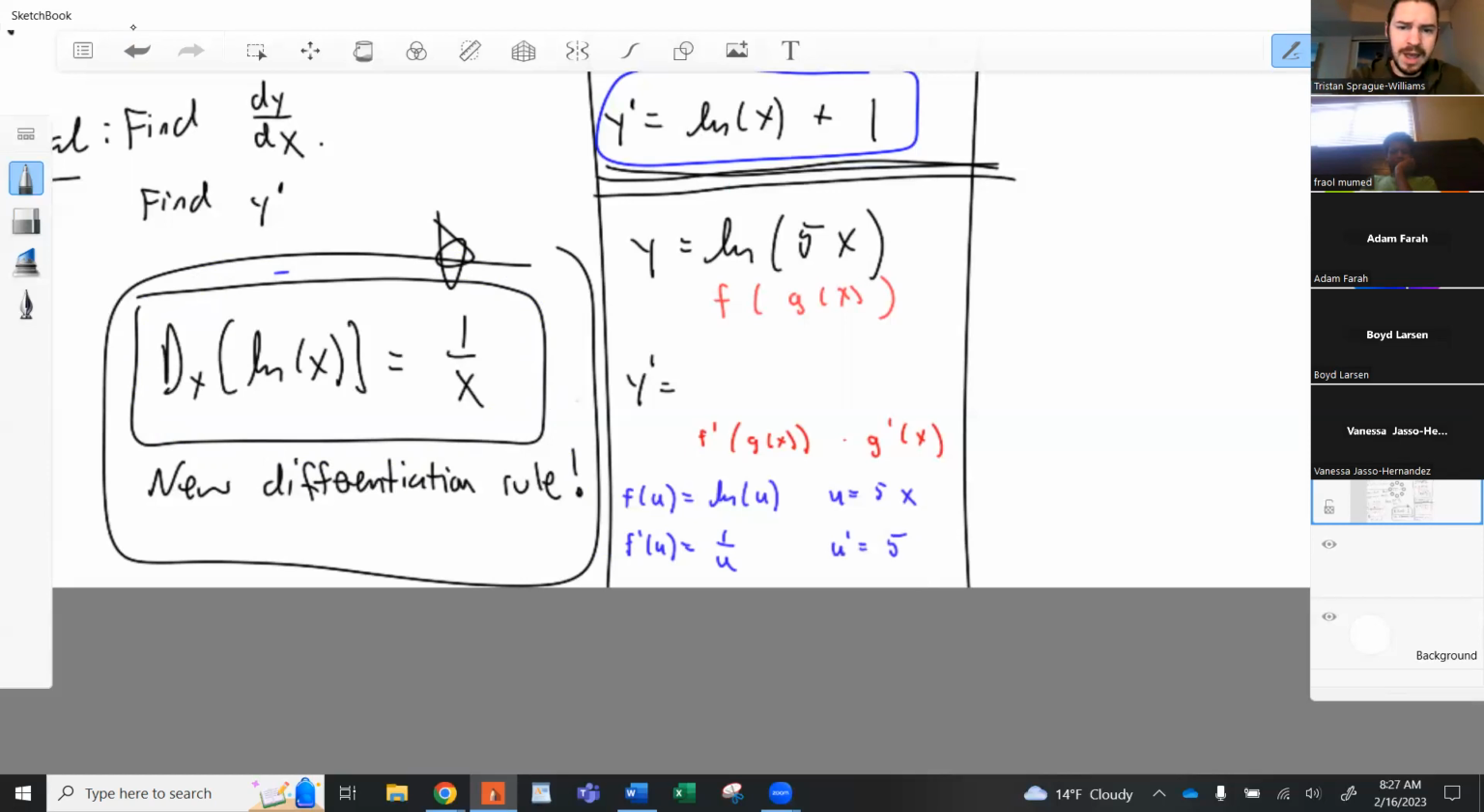So let's put the pieces together now. The first thing I have to do is f prime, but with a g of x plugged inside of it, right? So I would write 1 over u, except instead of writing u, I'm going to put the g of x, right? So it's 1 over 5x.